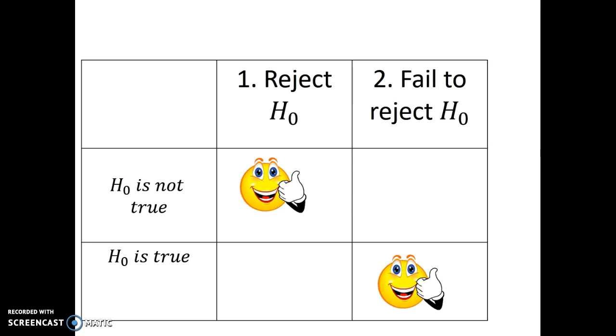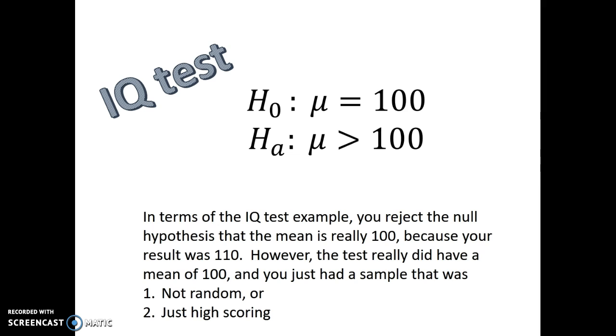No errors there. Now, a type 1 error comes from doing this first step, reject the null hypothesis, but it was really true. So in terms of the IQ test, you reject the null hypothesis that the mean really was 100 because your result was 110. However, there were some possible errors in there. Maybe you didn't randomly select people, or maybe you managed to select some people who are just scoring high for some reason. They're just all smart.